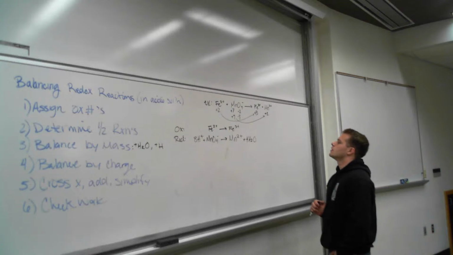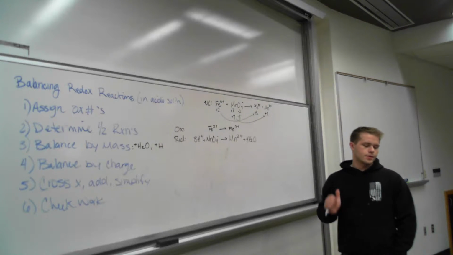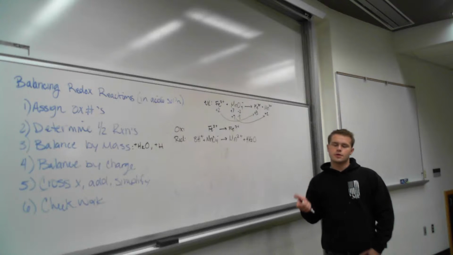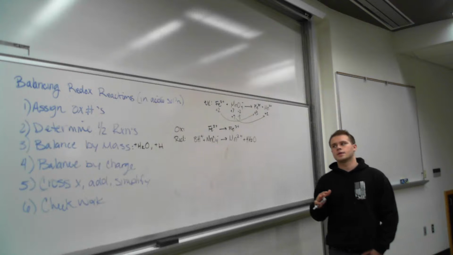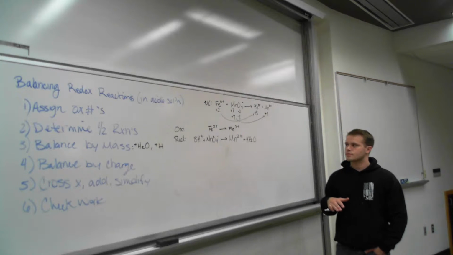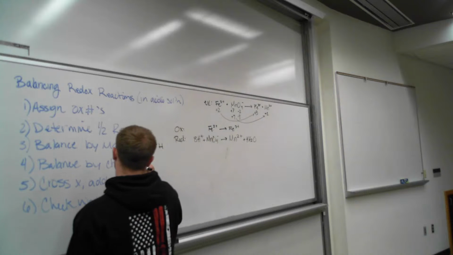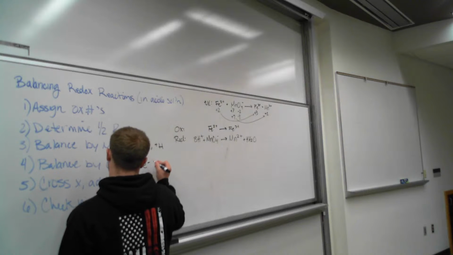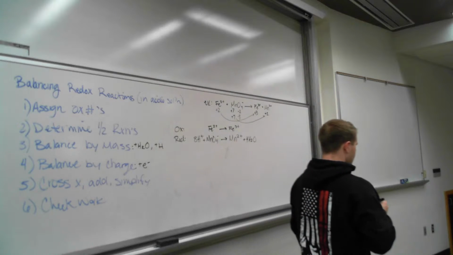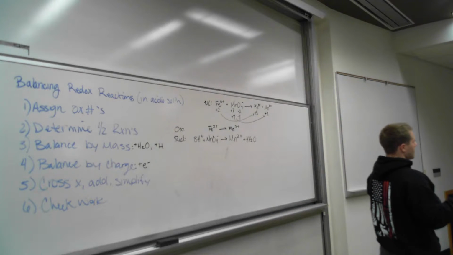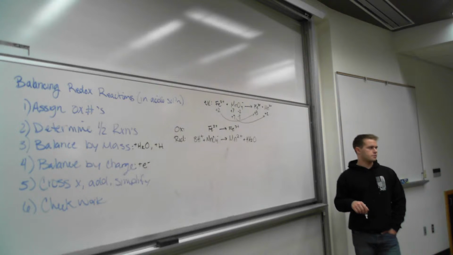Now we're going to go through and balance by charge. So we've assigned our oxidation numbers, we determined our half reaction, and we balanced by mass. Now we need to balance by charge. We balance charge by adding electrons. Remember that electrons carry a negative charge, so when we add them, we're reducing the overall charge by 1.